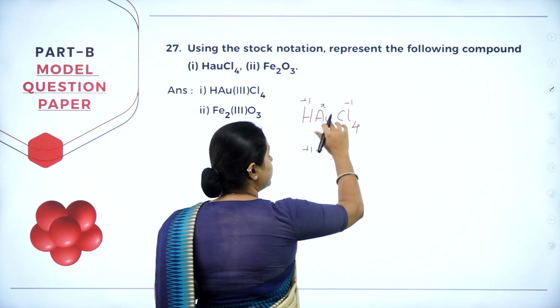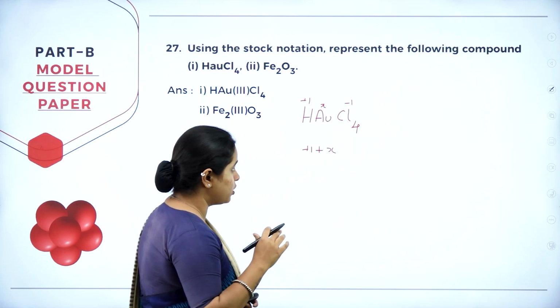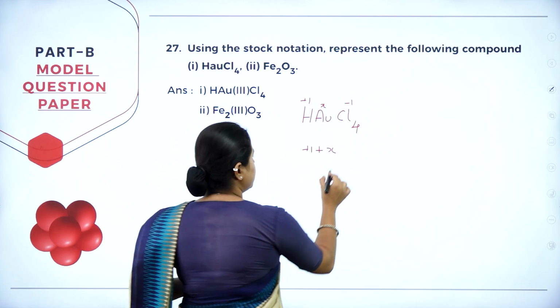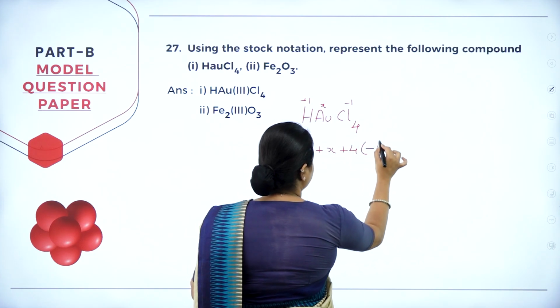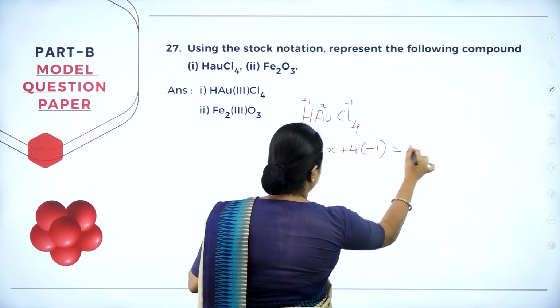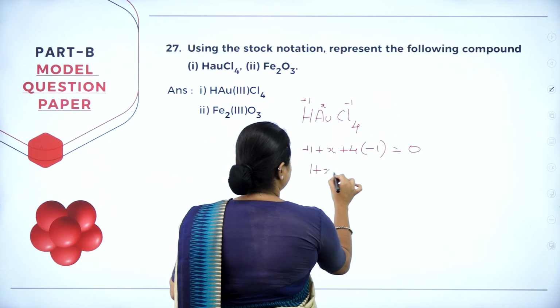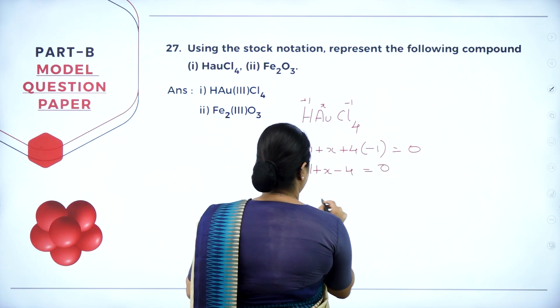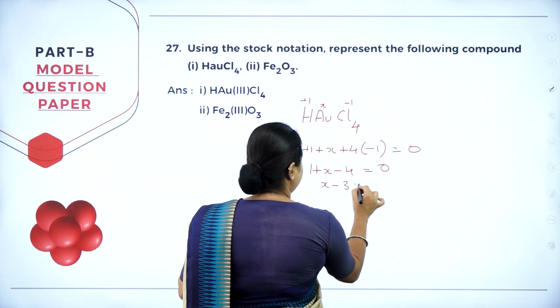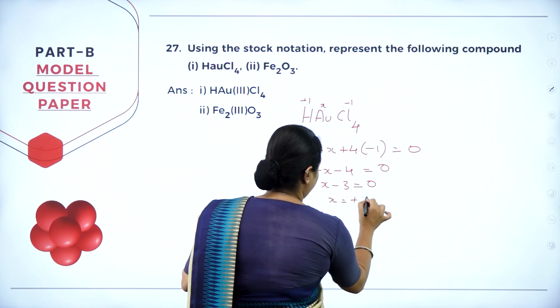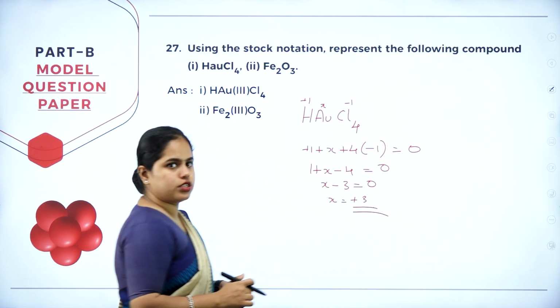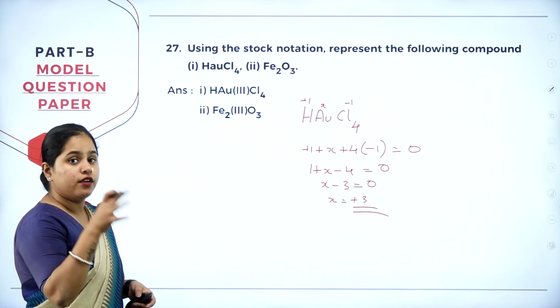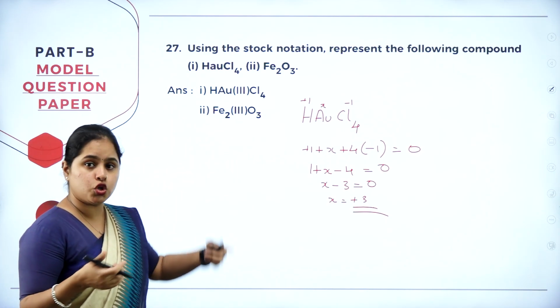Right, and for each chlorine atom it is -1. So there are how many? 4 chlorine atoms. So it is 4 into -1. Is there any charge? No. So it is equal to 0. So 1 plus x minus 4 will be equal to 0. So x minus 3 will be equal to 0. X will be equal to +3. So we calculated the oxidation number of gold, which we have to represent in stock notation.